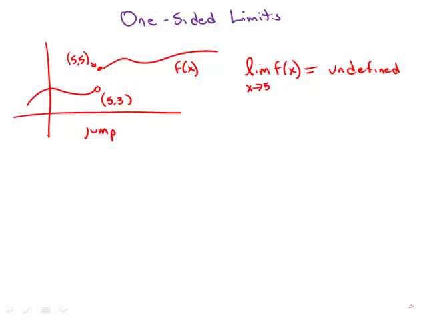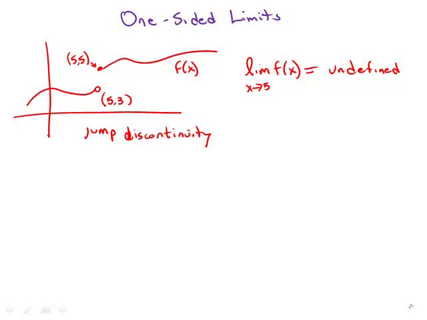Incidentally, this is called a jump discontinuity for obvious reasons. It looks like the function is heading toward 3 and then it just jumps to 5 and continues on its merry way. So this is a jump discontinuity, and we can talk about this in terms of a one-sided limit. A one-sided limit is when we approach from just the left or just the right.